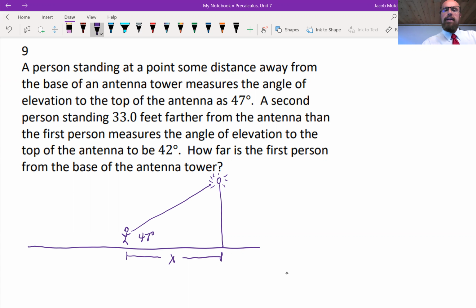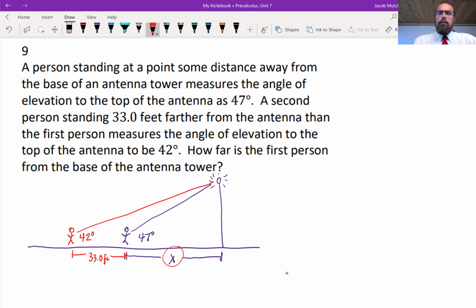Now, the second sentence begins: a second person standing 33.0 feet farther from the antenna than the first person measures the angle of elevation to the top of the antenna to be 42 degrees. So another person is standing a bit farther from the antenna, in fact, exactly 33.0 feet. And the angle of elevation from that person, since that person's a bit farther, is a smaller angle, 42 degrees. And what we're trying to solve for is how far the first person is from the base of the antenna tower. I'm looking for that X.